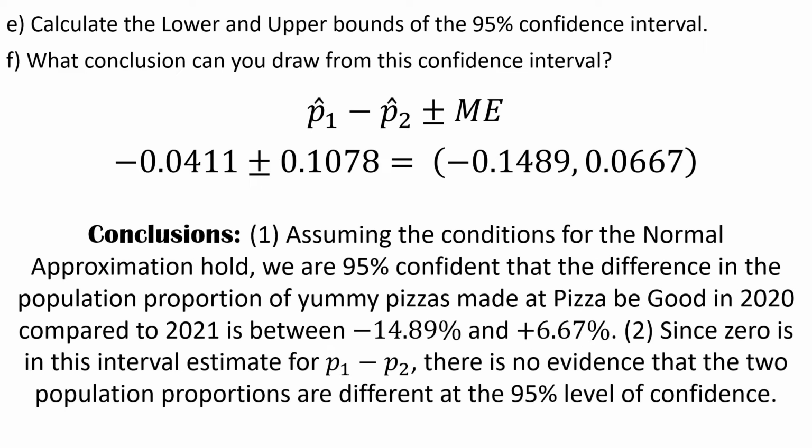And so we make two conclusions. First, assuming the conditions for the normal approximation hold, we are 95% confident that the difference in the population proportion of yummy pizzas made at Pizza Be Good in 2020 compared to 2021 is between minus 14.89% and plus 6.67%. Furthermore, since 0 is in the interval, there is no evidence that the two population proportions are different at the 95% level of confidence.